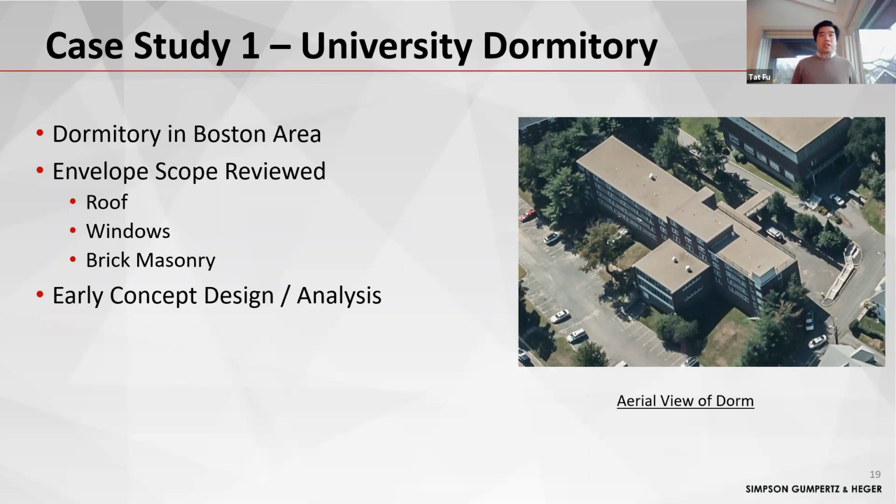So for this project, the scope is to review the envelope, the roof, the window, and the brick masonry, see what kind of condition they're in and what kind of renovation options there are. And I want to emphasize this project was an early design, conceptual level type of project. Next slide, please.